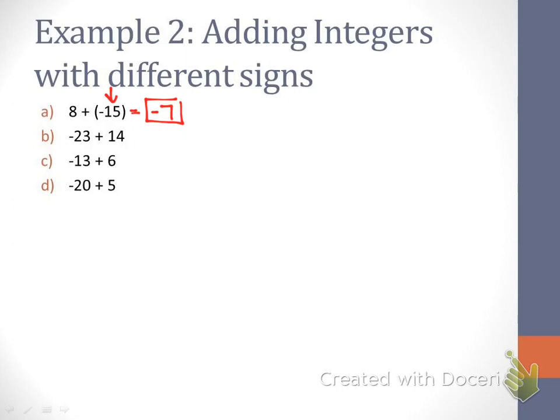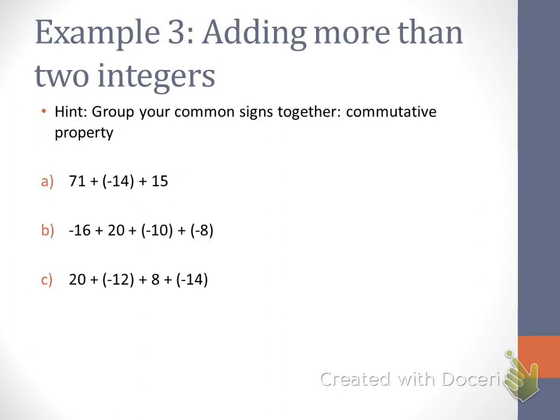All right? Now I have negative 23 plus 14. Again, they are different signs, so I subtract them. And is my answer positive or negative? Negative. It is negative because 23 is my greater absolute value, and it's negative. Negative 9. Now I want you to do the last two on your own. Okay, so C, what's negative 13 plus 6? Negative 7, very good. And for D, what's negative 20 plus 5? Negative 15, very good.